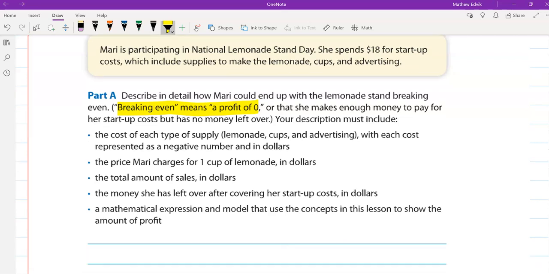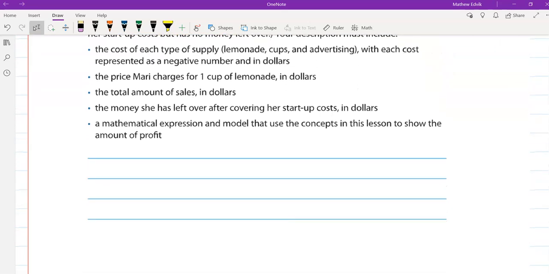Your description must include the cost of each type of supply, lemonade, cups, and advertising, with each cost represented as a negative number and in dollars. The price Mari charges for 1 cup of lemonade in dollars, the total amount of sales in dollars, the money she has left over after covering her startup costs in dollars, and a mathematical expression and a model that uses the concepts in this lesson to show the amount of profit. Whew, that's a lot. So let's take that all one step at a time.